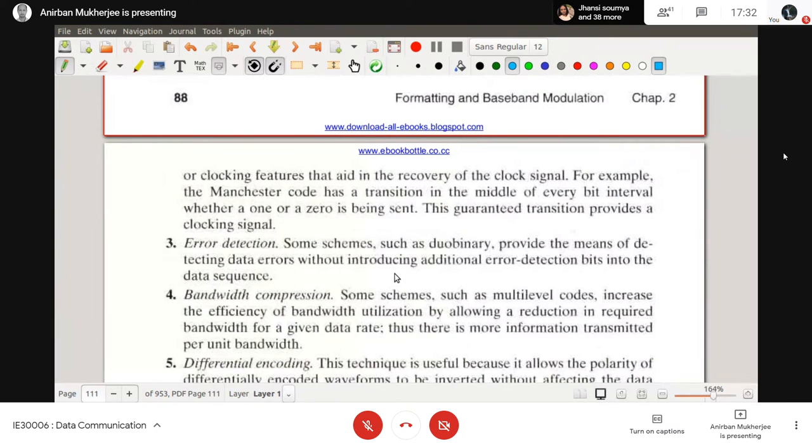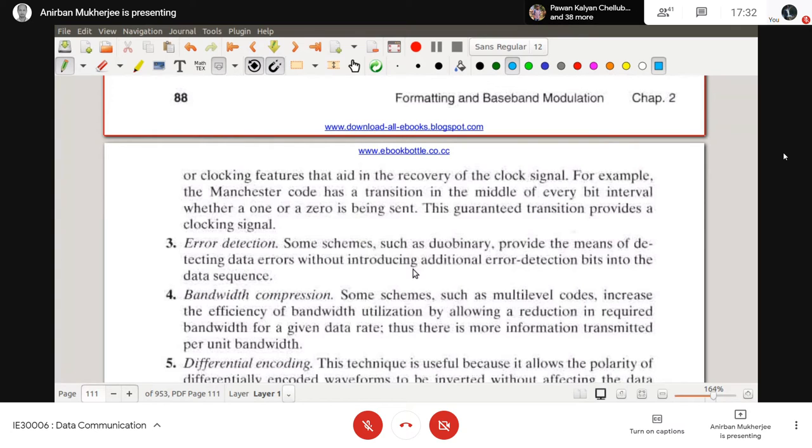That means there are some schemes. If you have some sort of error in the channel, then from the signaling scheme itself you can find out that if this is the case, then the signal waveform cannot be like this; the signal waveform should be like this. So there is some error detection mechanism or error detection property.